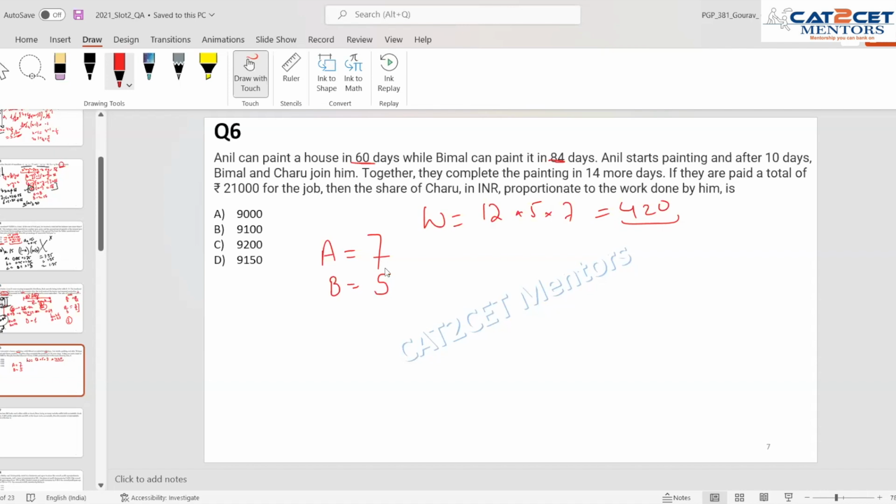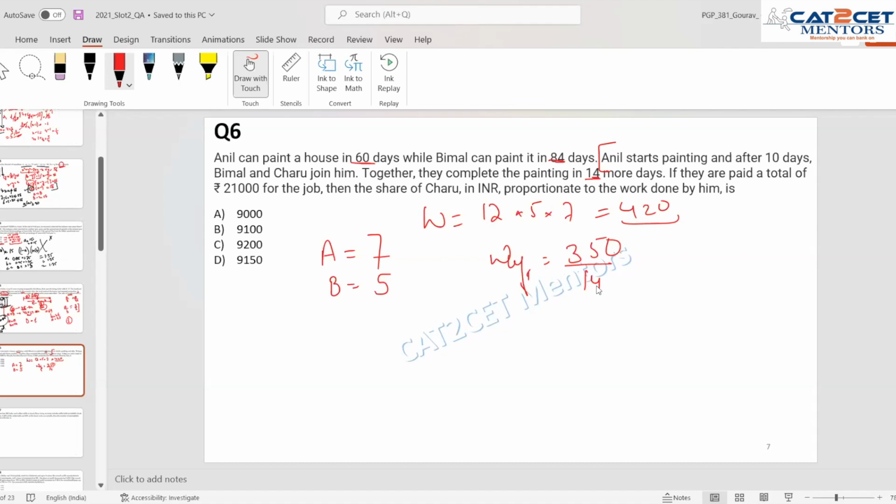Now let's move to the question part. We are given Amit starts painting and after 10 days Bimal and Charu join him. So that means Amit worked for 10 days. If Amit worked for 10 days, Amit would have completed 70 units of work. Okay, so work left would be equal to 420 minus 70, that is equal to 350. Now they joined him and together they completed the work in 14 more days. So after they joined him, they took another 14 days.